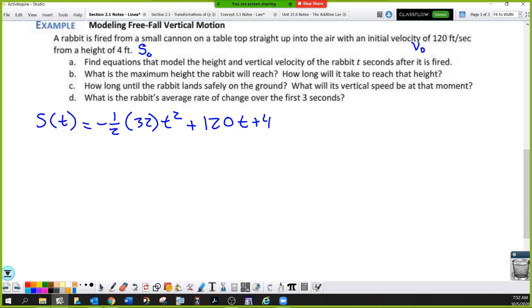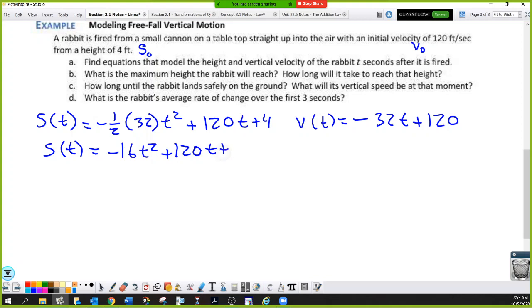And what's the other one? That's a plus sign right next to it. That's why I curved the bottoms of my t's. That way they don't look like plus signs. And the other one is V of t equals negative. The value that we're going to use for gravity here is 32 again. And then plus V sub 0, which is 120. Okay, well that one's written. But the one on the left, we've got to clean it up just a little bit. S of t is -16 t squared plus 120 t plus 4. There. S of t and V of t.